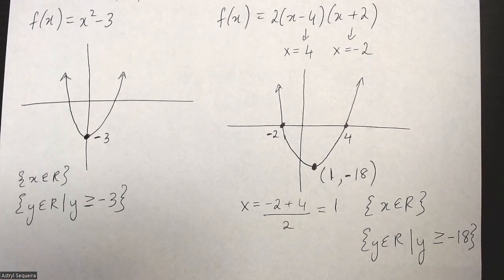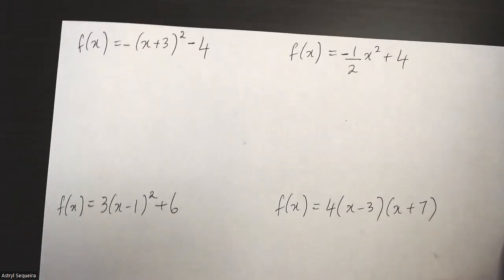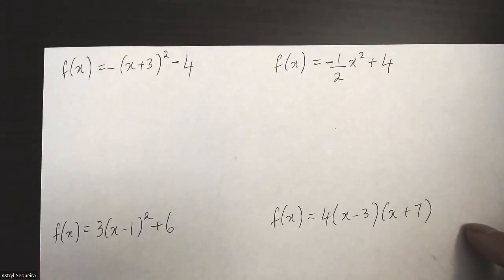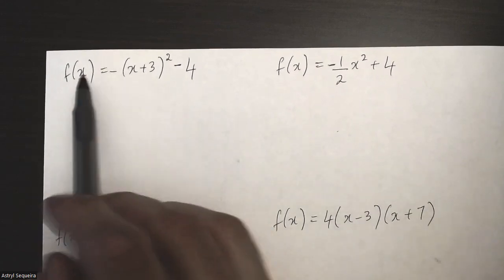It's all about just finding the vertex for all these functions and then doing greater than or equal to if it opens up or less than or equal to if it opens down. I got another 4 examples here for practice. I'll go through these a bit quicker as there's no new concepts over here.